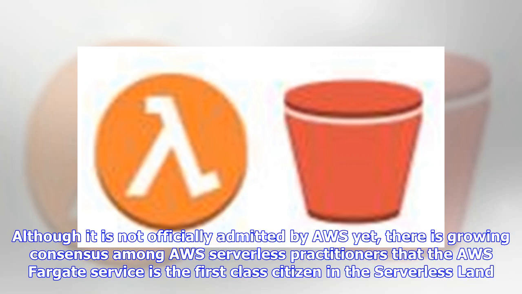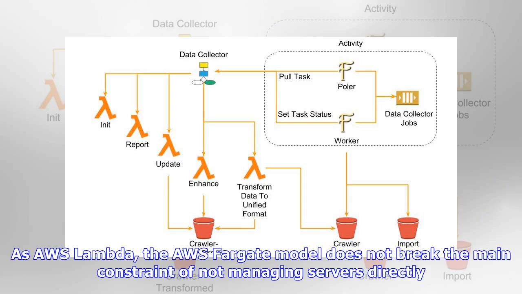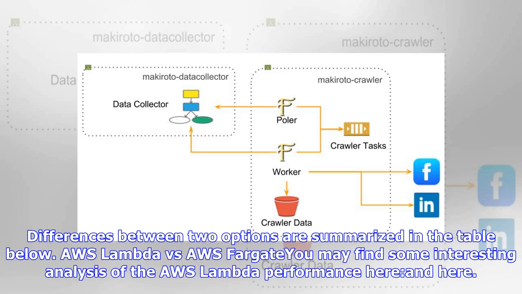Although it is not officially admitted by AWS yet, there is growing consensus among AWS serverless practitioners that the AWS Fargate service is a first-class citizen in the serverless land. AWS Lambda and AWS Fargate constitute two alternative resolutions for the same cost versus control trade-off. Like AWS Lambda, the AWS Fargate model does not break the main constraint of not managing servers directly. Differences between the two options are summarized in the table below. AWS Lambda versus AWS Fargate.